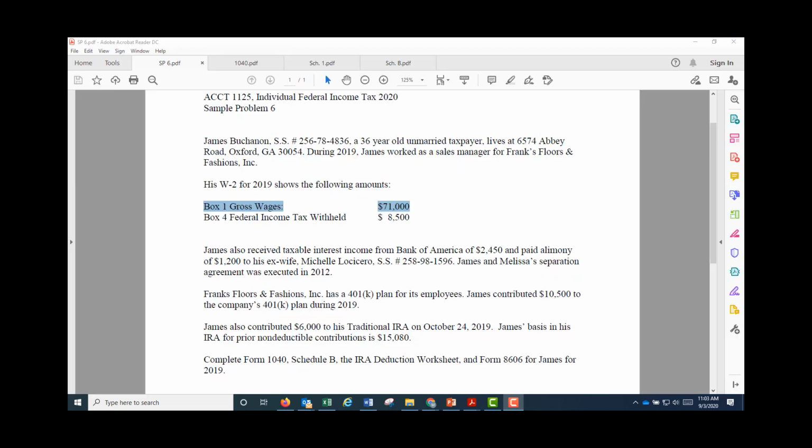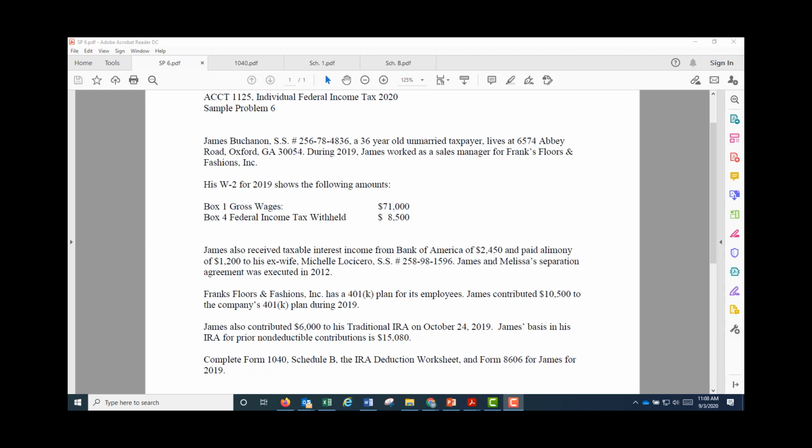So keep in mind that the amount that's contributed to the plan, the $10,500, is not within this number. Otherwise, these gross wages of $71,000 would be a higher number. It would be $81,500. Rather, the gross wages reported is $71,000 subject to tax instead of a higher number.